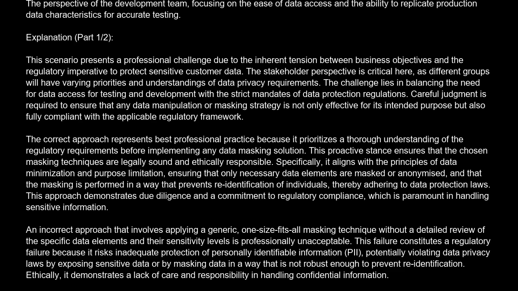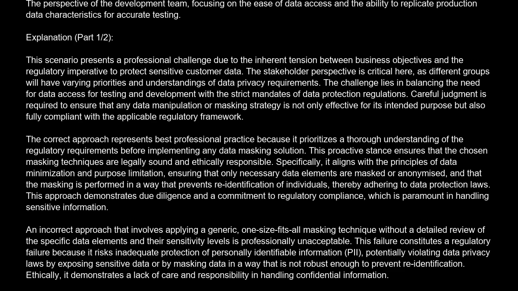The correct approach represents best professional practice because it prioritizes a thorough understanding of the regulatory requirements before implementing any data masking solution. This proactive stance ensures that the chosen masking techniques are legally sound and ethically responsible. Specifically, it aligns with the principles of data minimization and purpose limitation, ensuring that only necessary data elements are masked or anonymized, and that the masking is performed in a way that prevents re-identification of individuals, thereby adhering to data protection laws. This approach demonstrates due diligence and a commitment to regulatory compliance, which is paramount in handling sensitive information.